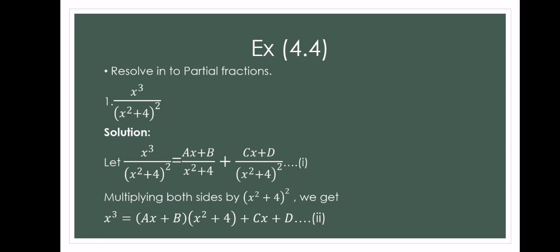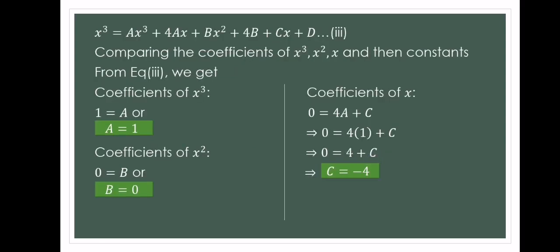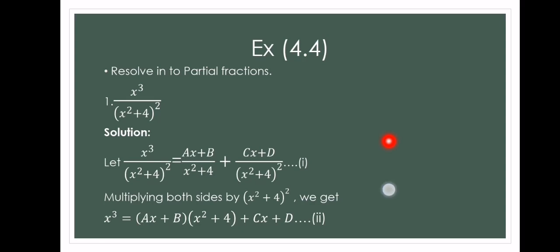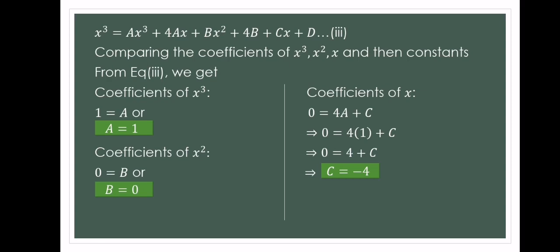We multiply both sides by the LCM of the denominator, which is (x square plus 4) whole square. So after multiplying we get x cube is equal to ax cube plus 4ax plus bx square plus 4b plus cx plus d. Since you can easily observe over here that we do not have any linear factor, we cannot apply the zeros method over it, so we will just apply the comparison of coefficients method to find out the values of the unknowns involved in this equation.